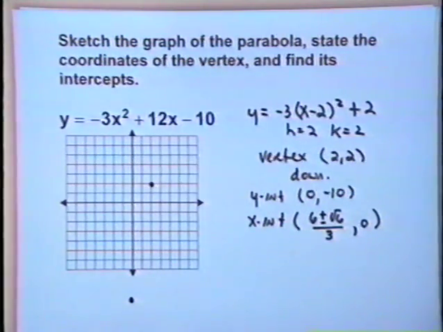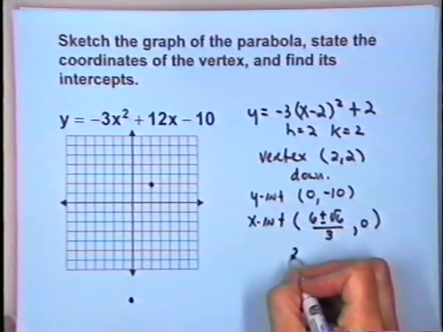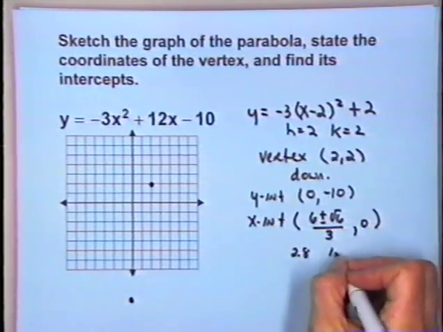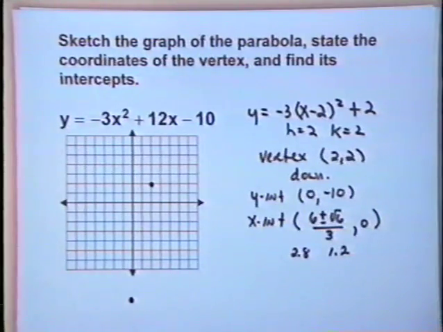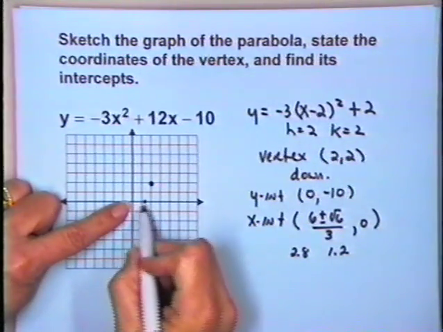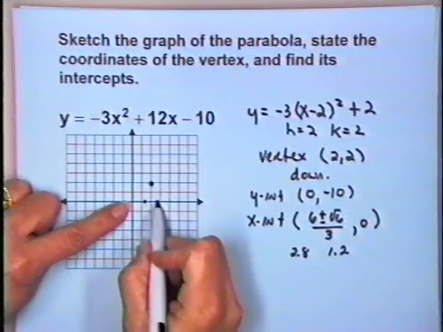Now, I will use my calculator again. 6 plus the square root of 6, all of that divided by 3, is about 2.8. And then I will take 6 and subtract the square root of 6 and divide all of that by 3. And that is approximately 1.2. You'll notice here I'm simply rounding off to tenths because it's going to be just a location on a graph. Alright, I have 1.2 and 2.8.